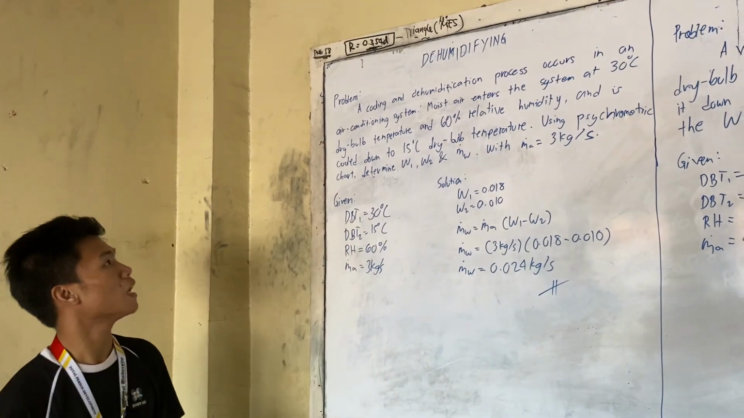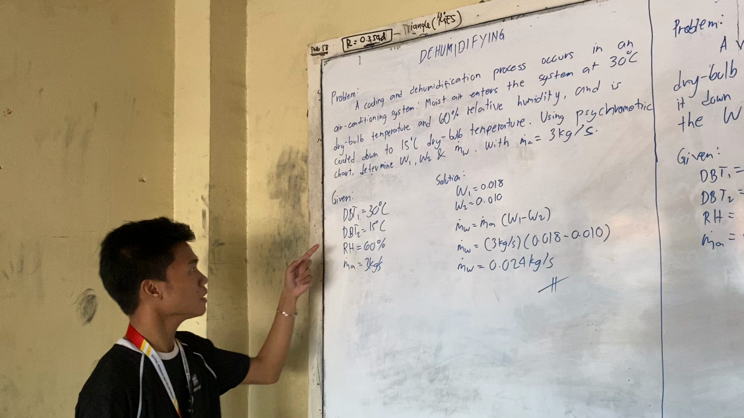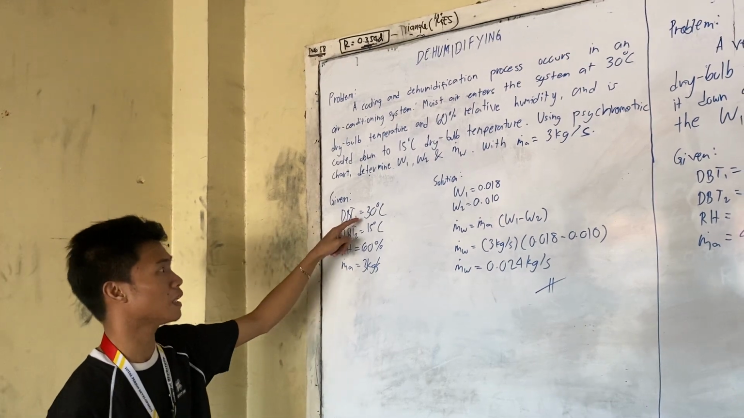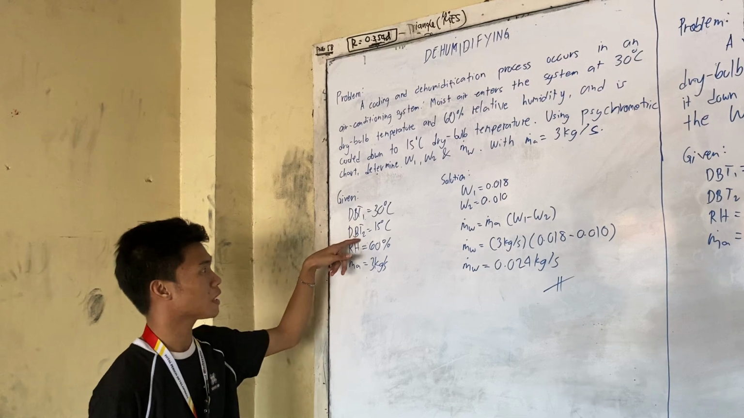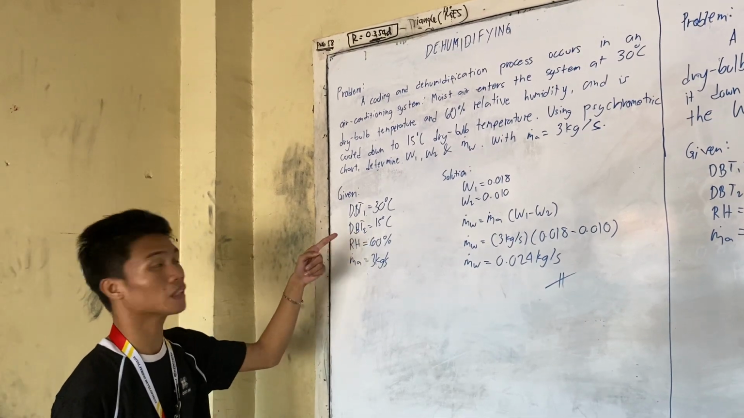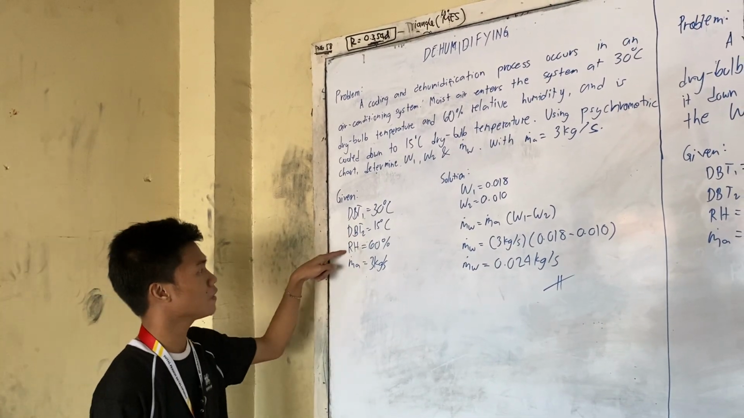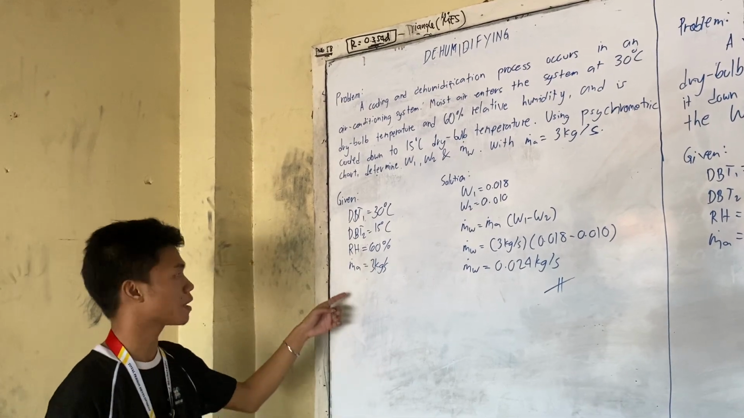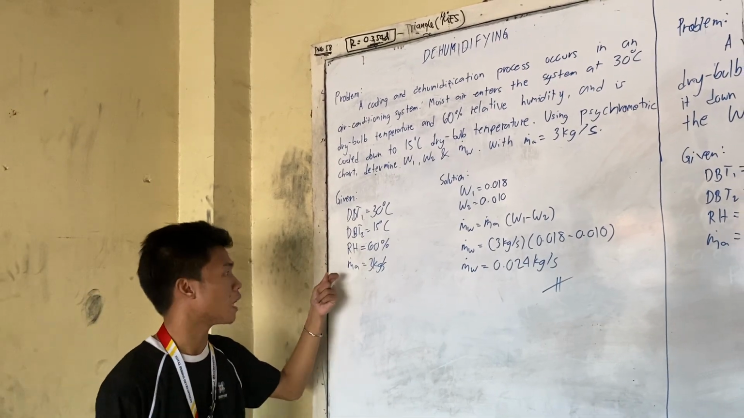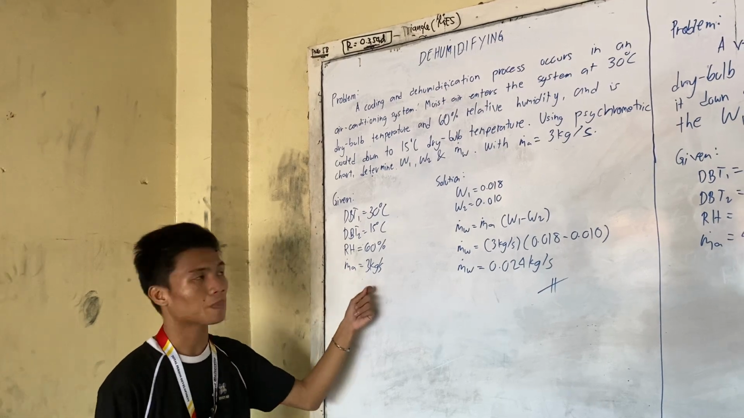So our given is the dry bulb temperature 1 is equivalent to 30 degrees Celsius. Our dry bulb temperature 2 is equivalent to 15 degrees Celsius, and our relative humidity is equivalent to 60%. Lastly, our mass flow rate of our dry air is 3 kg per second.